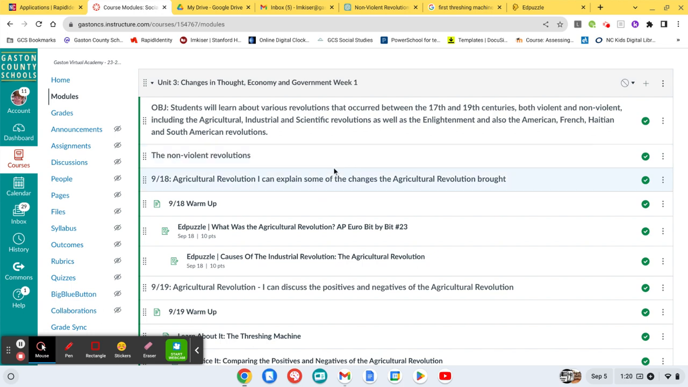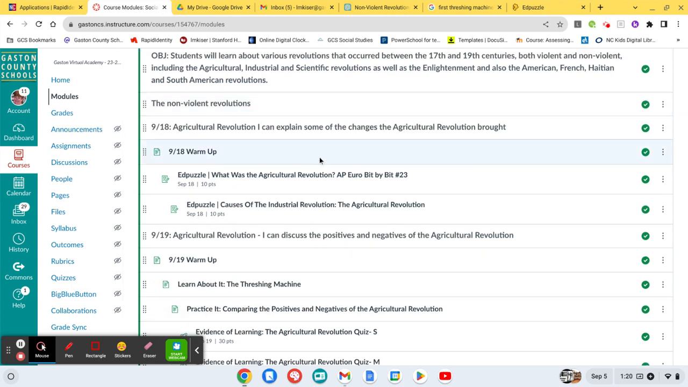And we're going to start with those nonviolent ones, and we're going to do the agricultural revolution and the industrial revolution this week. And they're kind of mixed in together because they are related to each other. As changes occur in agriculture, new machinery is developed, new ways of farming are developed. And these new ways of farming inevitably reduce the number of people that are needed to do farming.